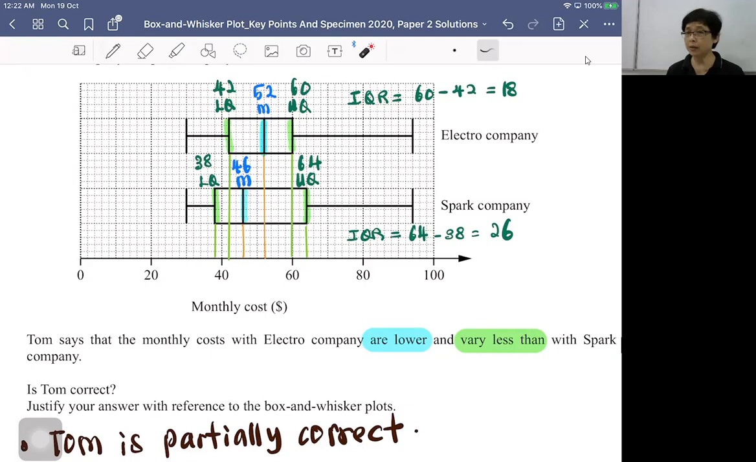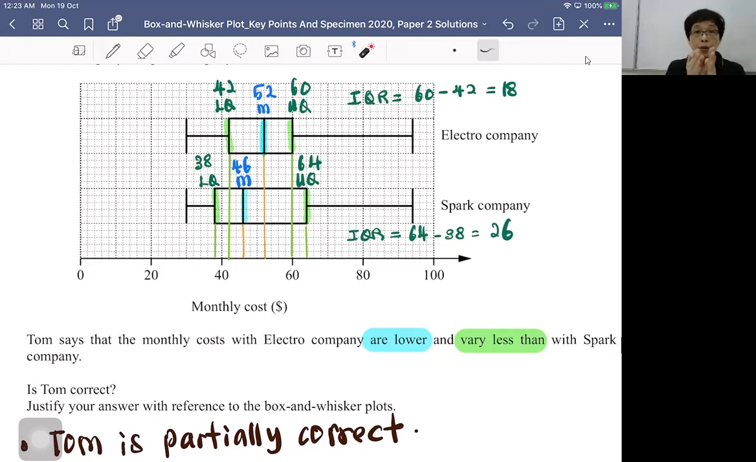All right, and Tom seems to be making a wrong statement. So hold on. Before we put it into writing, let's analyze the second part, the second statement Tom has made. He said that Electro company varies less than Spark. Now, which feature are you going to look at?